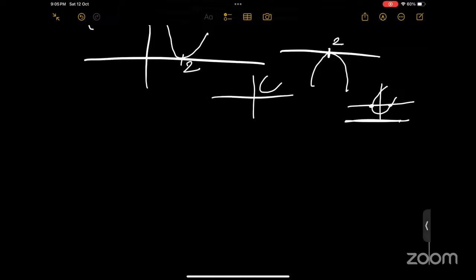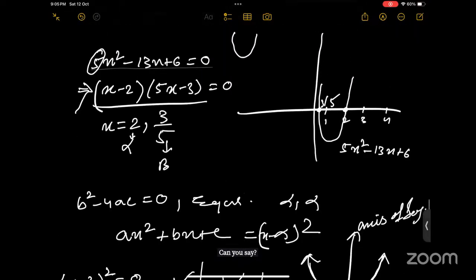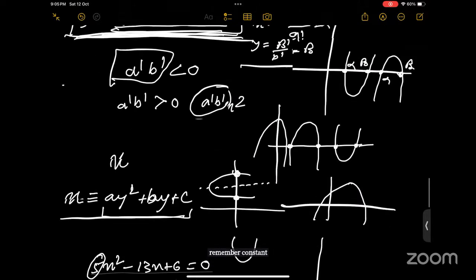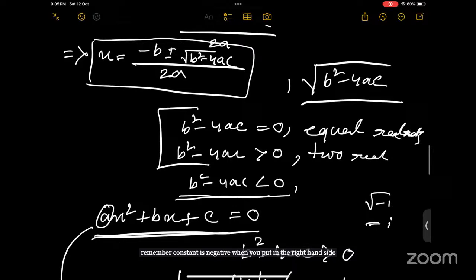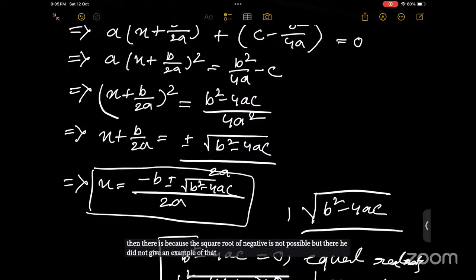Yeah, ma'am. The professor said about the limitation of the squaring method, and I didn't get that point. Could you explain that? Which limitation can you say? He said when the constant is negative, when you put it on the right hand side, then the square root of a negative is not possible. But there he didn't give an example of that. So could you explain?